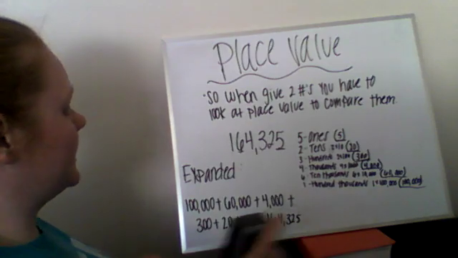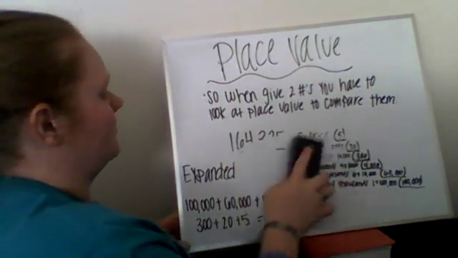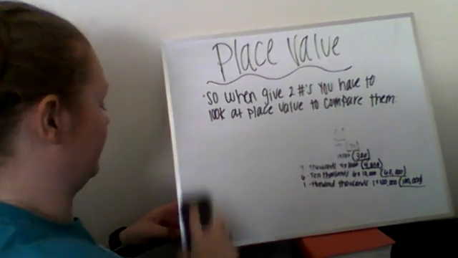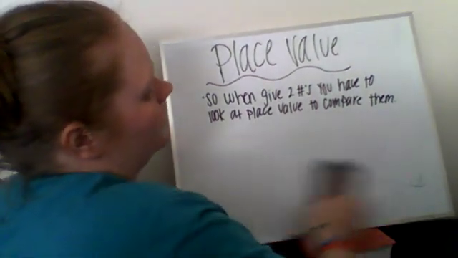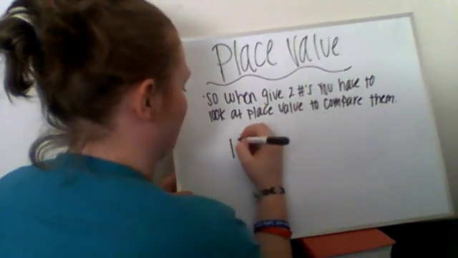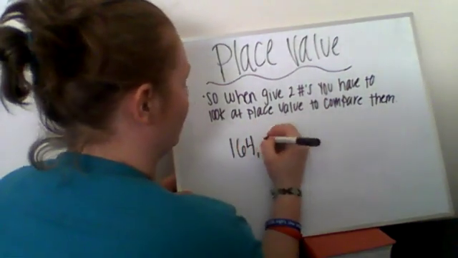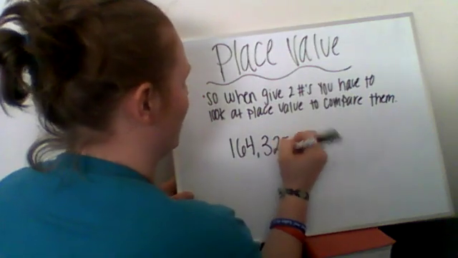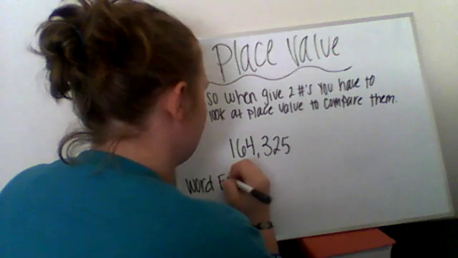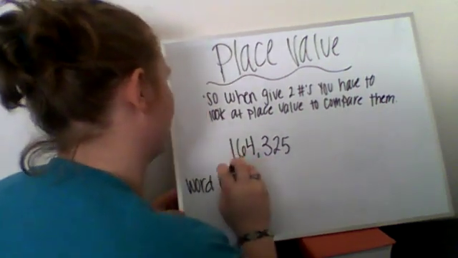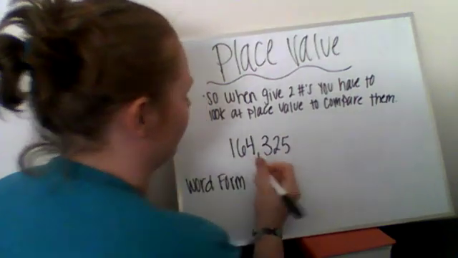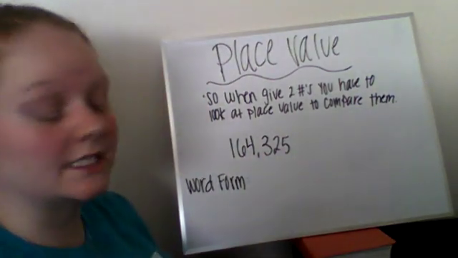So now that we got the expanded form, I shouldn't have erased that number, so I'm going to have to write it again. Now, when you look at place value, you need to be able to know how to do the word form. So you're taking this number and you're putting it in word form. You're writing it out the long way. Because it's easy to take a number and just write out the number value, but you need to be able to know how to spell out the number.